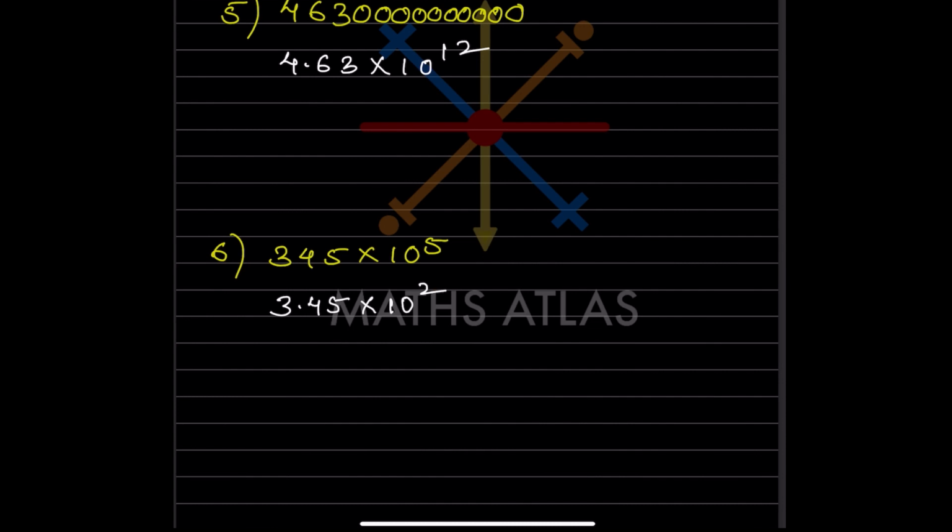And this 10 raised to 5, whatever is there, stays as it is. So you will write 10 raised to 5. Now what will you get as the answer? 3.45. When you add the exponents of both, that is going to be 10 raised to 7. So that will be into 10 raised to 7. So this is the answer.